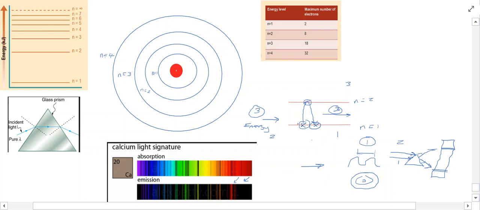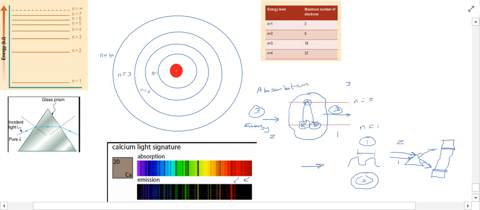Now remember, if we take this electron, or rather this atom, this whole thing is part of a system which is an atom. So when the energy comes in, it's absorbing it.